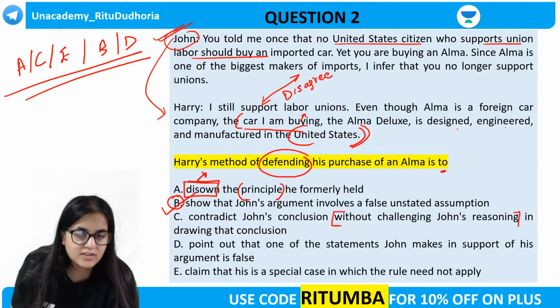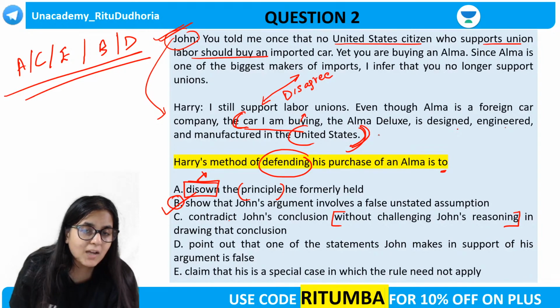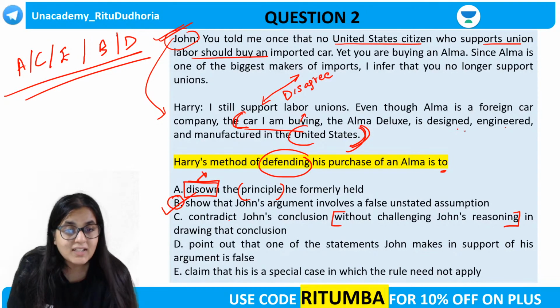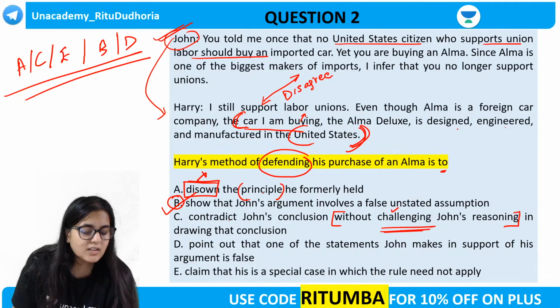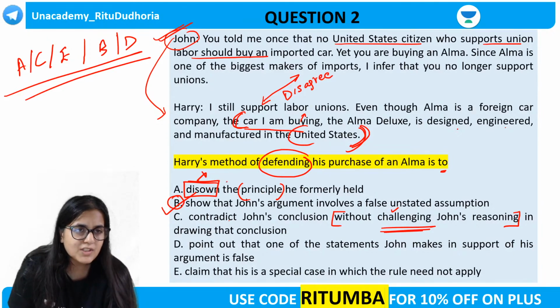Without challenging John's reasoning. He is challenging John's reasoning, na. John's reasoning is: you are buying an Alma. He says, yes, I am buying an Alma, but this Alma is an indigenous Alma. He is challenging John's reasoning. So guys, how did you go with the answer option? How did you go with the answer option as C?